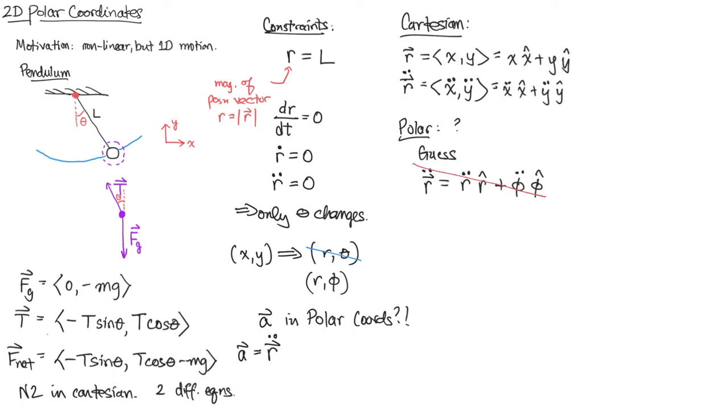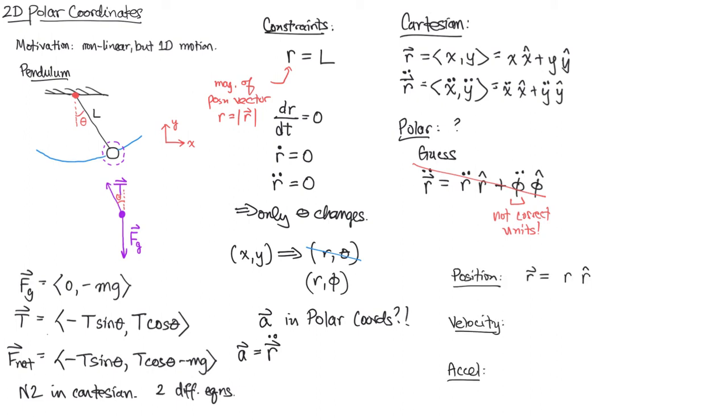And one easy way to see why that can't be true is phi double dot doesn't even have units of acceleration. So it can't be true. So what is the right way to write the acceleration vector in polar coordinates? Here's the bottom line, and then we'll show how we get there.